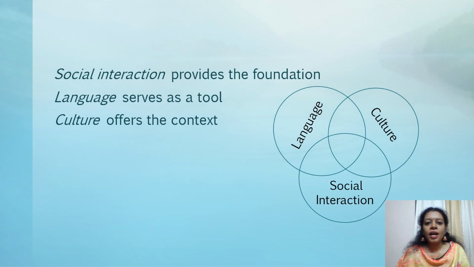So, there are three main aspects of this theory: social interaction, language, and culture. Here, social interaction provides the foundation. Vygotsky argued that learning happens most effectively through interactions with others, such as parents, teachers, and peers. Coming to language, it serves as a tool. Language is more than just a way to communicate. It's a cognitive tool that helps us organize our thoughts, express ideas, and develop understanding. The forms of language we can discuss in our next slide.